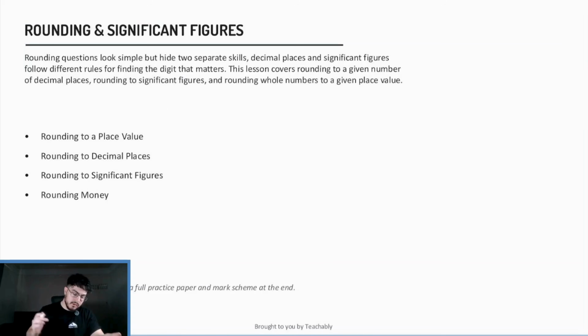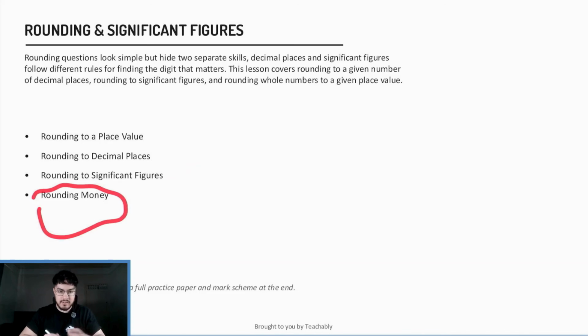So, rounding and significant figures. Rounding questions look simple, but they hide two separate skills. One is decimal places, and the second is significant figures, okay? They follow different rules, but we'll get into that, so don't worry too much. These are the four things we need to make sure we can definitely do: rounding to a place value, rounding to decimal places, rounding to significant figures, and rounding money. This is a bit of a special case, but we'll get into why.